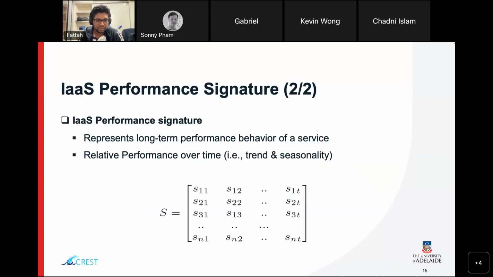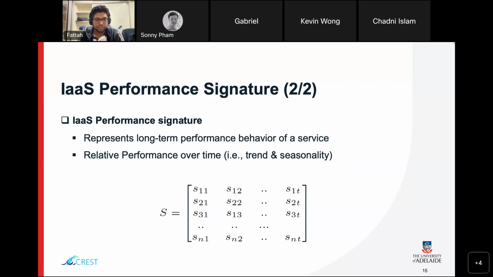We define the signature in a way that represents the long-term performance of a service, and it represents the relative performance over time. That means it represents the seasonality and the trend instead of the actual performance. That means we cannot directly use the signature. It contains very limited information, essentially just the trend and the seasonality over time. And we use a matrix to represent this signature, where each row corresponds to a QS attribute, each column represents a timestamp, and each cell represents the value of the signature of the service.